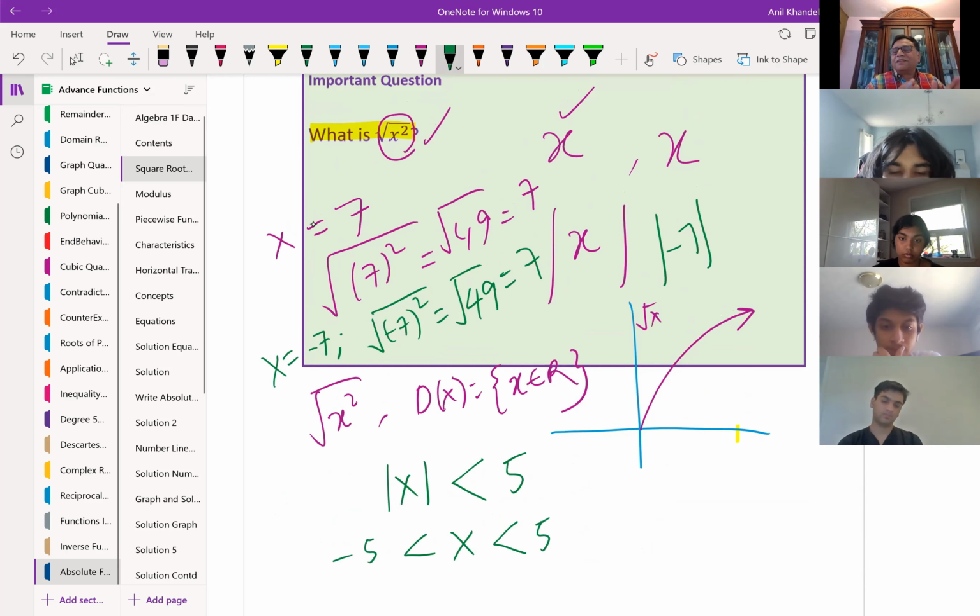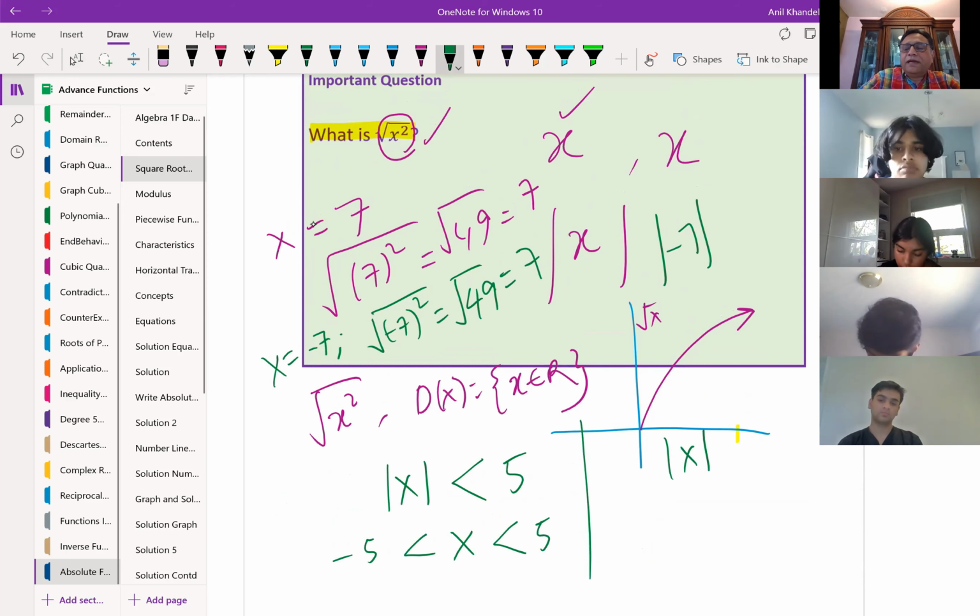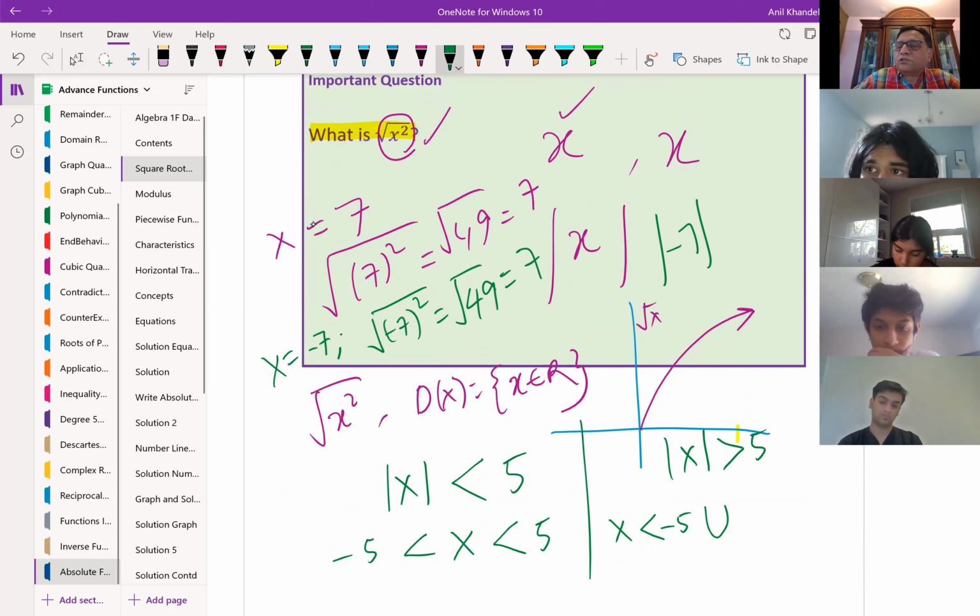Do you see that? That is what it means. And if I write that absolute value of x is greater than 5, it means that x is either on the left side of -5, or, also written as a union, x is greater than 5. Do you see? Away from, outside that particular zone. You get the idea? So that is how we are going to use absolute function in inequalities.